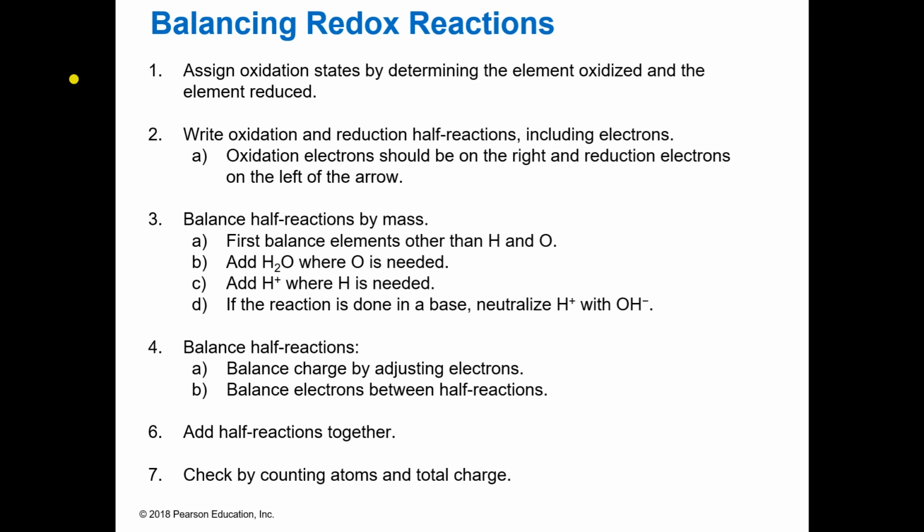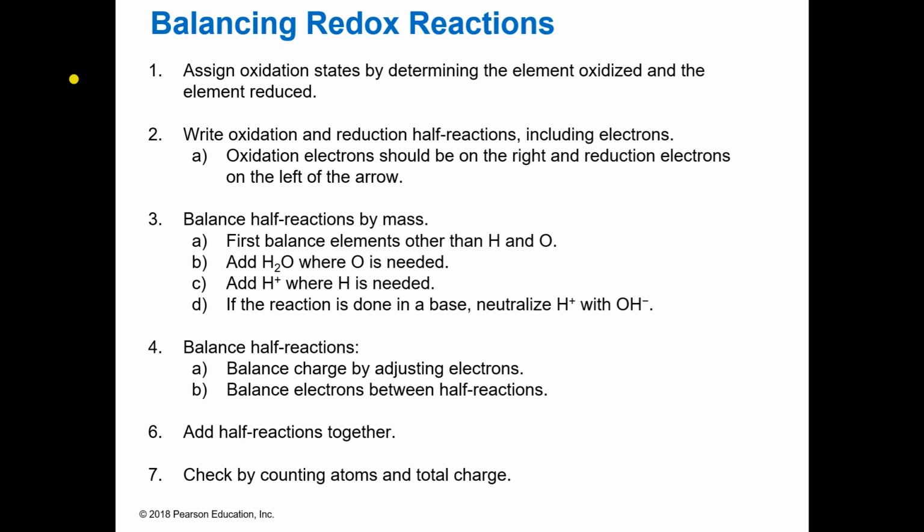When we do that, we're first going to balance all elements that are not hydrogen and oxygen. We're going to save those for last. Once we have all the other elements balanced, then we're next going to balance the oxygens. We're going to balance the oxygens by adding water opposite to where the oxygen that needs to be balanced is. Sometimes there will be an oxygen on both the left and the right side of the arrow, both in the reactant and product side. So you're going to have to do a little bit of math in your head to figure out which side that water's going to go.